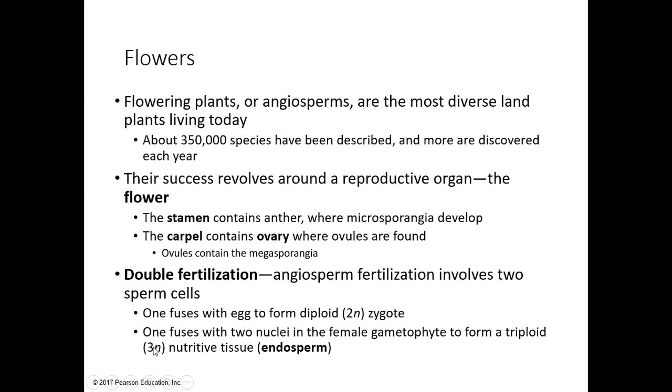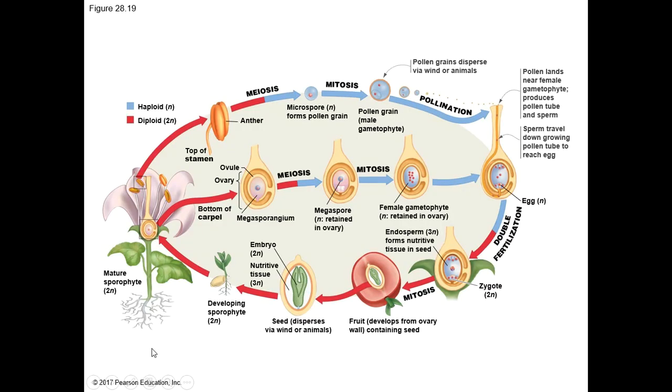So we've got triple the number of chromosomes, but it doesn't develop into a flower. It develops into nutritive tissue called an endosperm. This ultimately will become fruit, like the fleshy part of fruit. So really pretty cool. Take a look at this. So again, a little bit more going on here, but fairly simple.